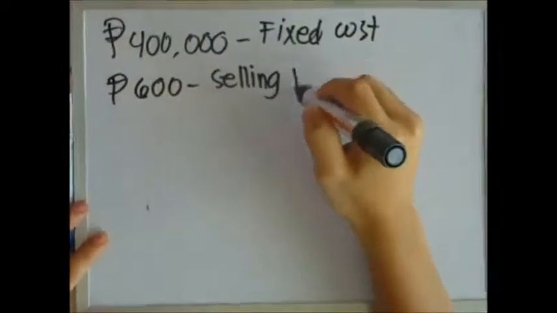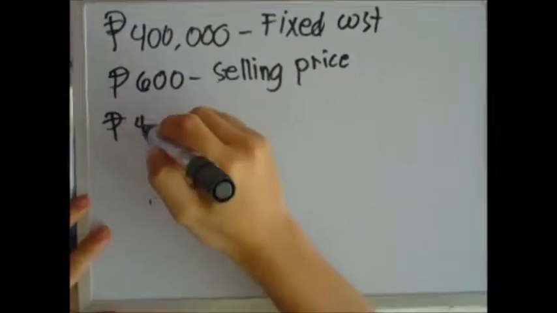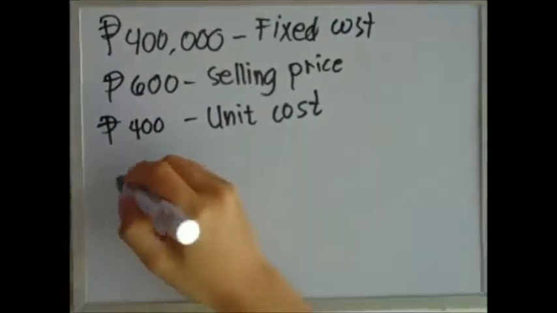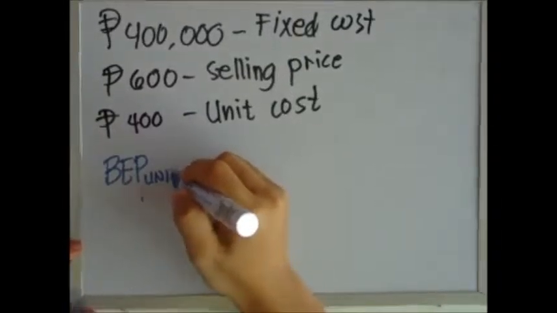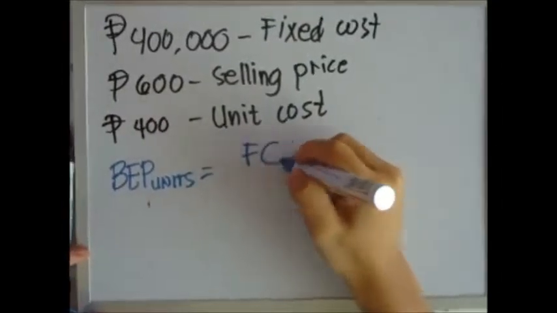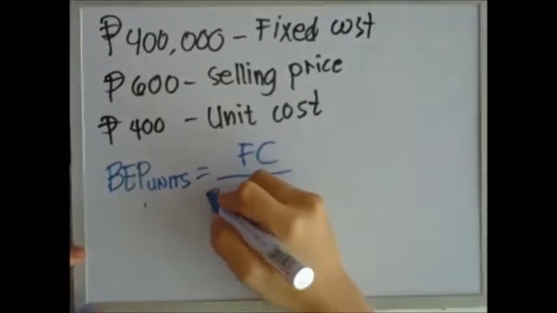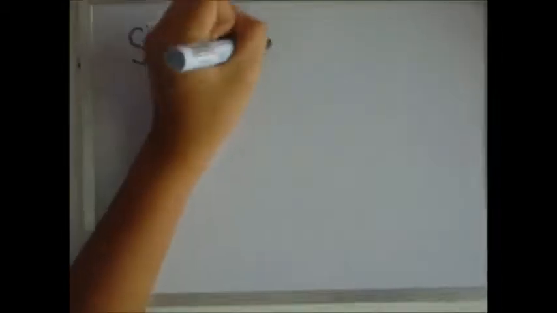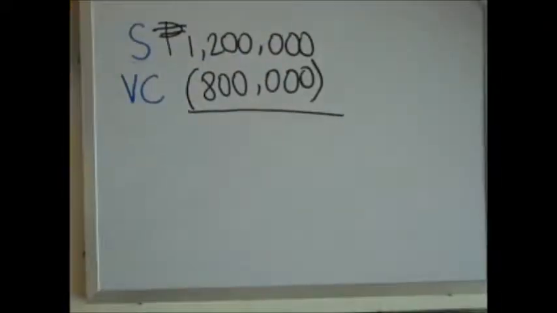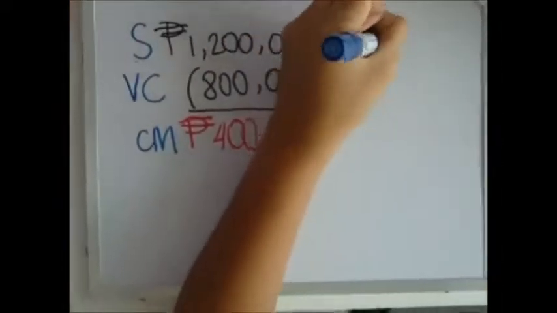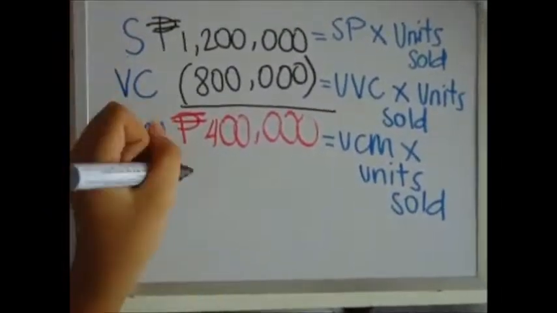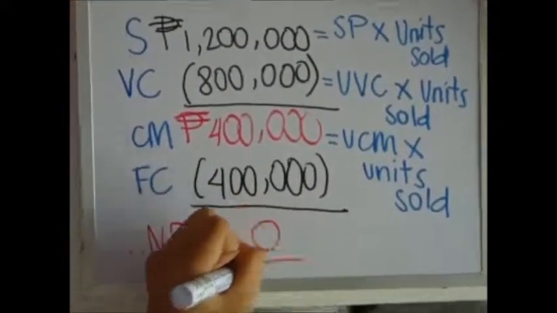We are given a fixed cost of 400,000 pesos, our selling price is 600, and our unit variable cost is 400 pesos. Then, we divide the 400,000 pesos by the difference of the selling price and the unit variable cost. That will be equal to 2,000 units. So if I sold 2,000 units of swimwear and have total sales of 1,200,000 pesos, I will not make any loss or profit.